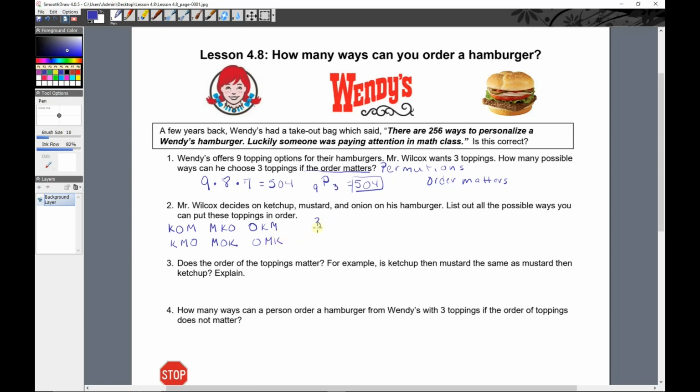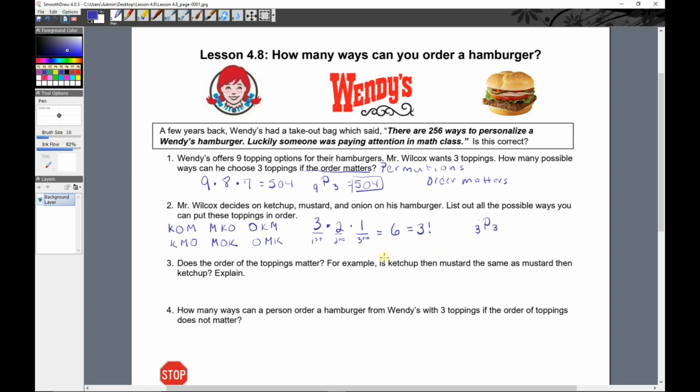So this will be 3 for the first choice times 2 for the second choice times 1 for the third. And that's going to give us 6. It's going to be 6 different choices of the same thing, basically, which is again 3 factorial. You can also see this as being 3 things chosen 3 at a time where order matters.